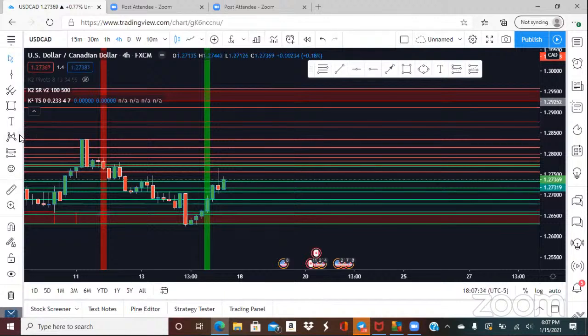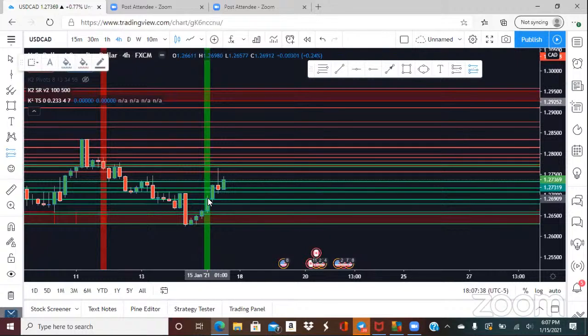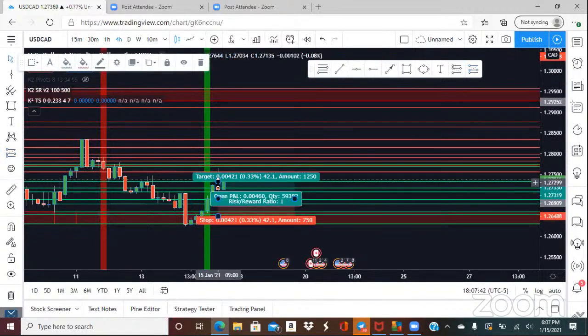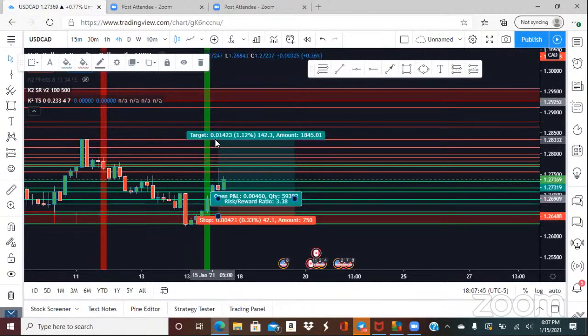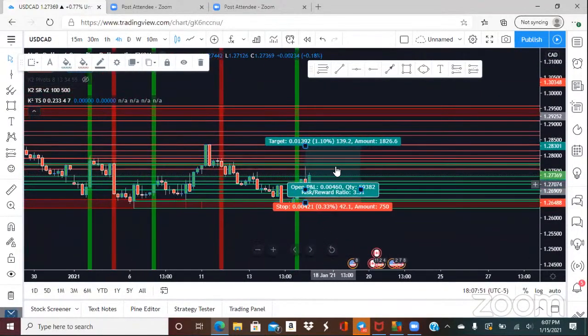Hold on, how do I get this tool? Long, right? What I would have done is as soon as this thing went bullish, right here, I would have entered long all the way to this area here. Let me see. Is that going to stay there if I go back to the daily?